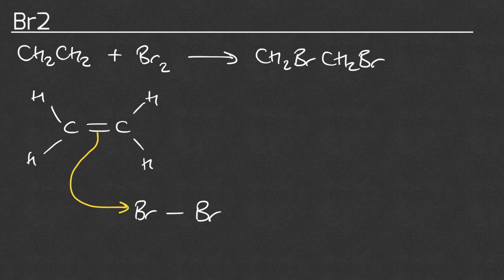The first step in the mechanism is for the carbon double bond to attack the bromine, which was slightly positive, and then to break the bromine-bromine bond, moving the electrons from the bond onto the second bromine, the one which was slightly negative.